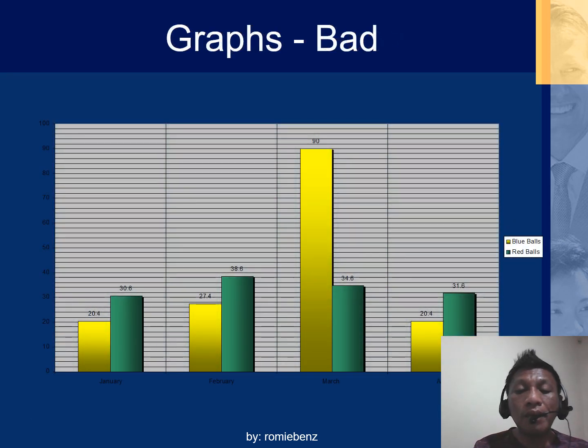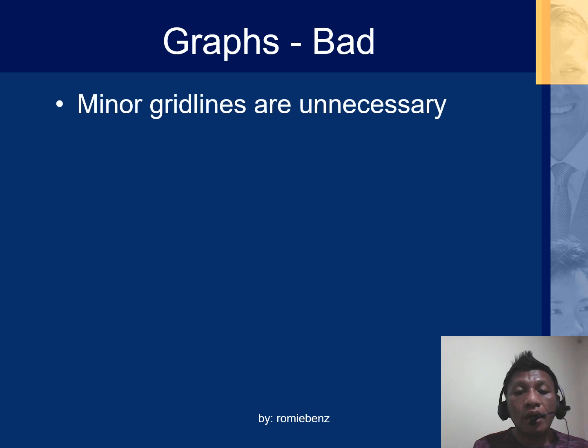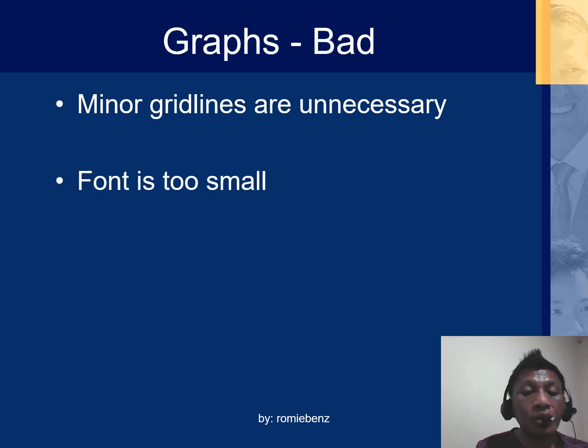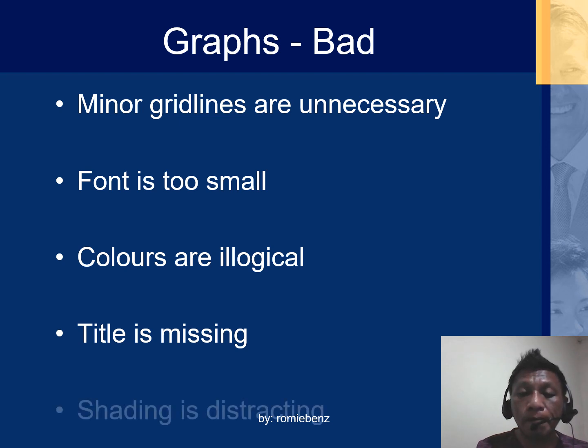Bad. What makes it bad? Because of the grid lines. Your graphs will become bad because of the minor gridlines, which are unnecessary. Font is too small. Colors are illogical. Title is missing. These are the things that make us say the graph is bad. And shading is distracting.